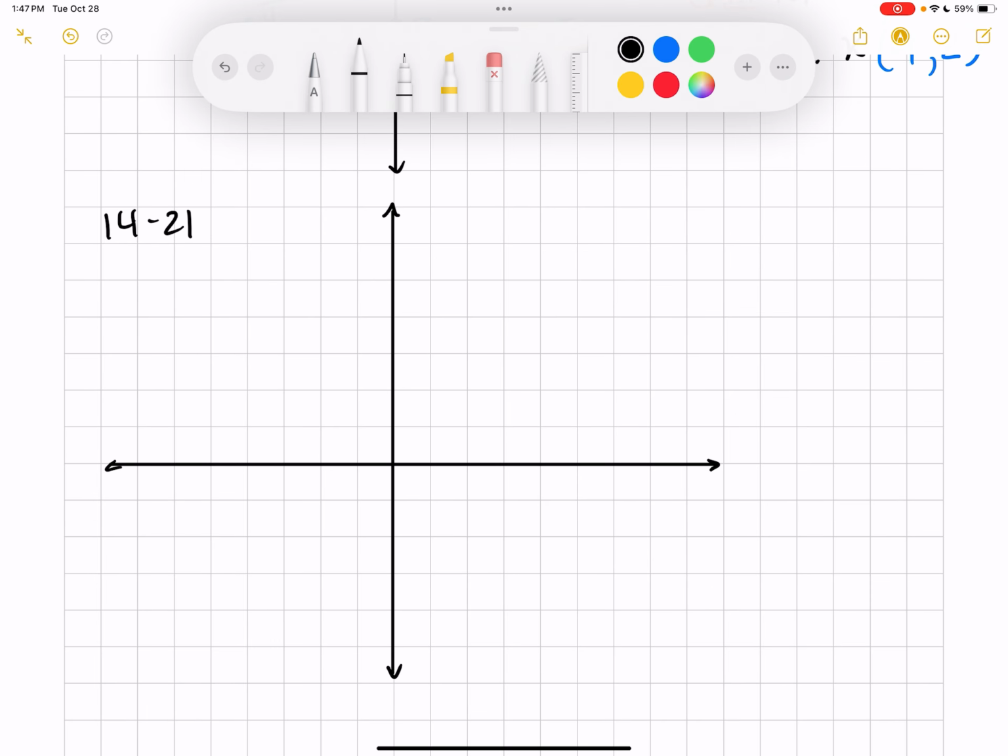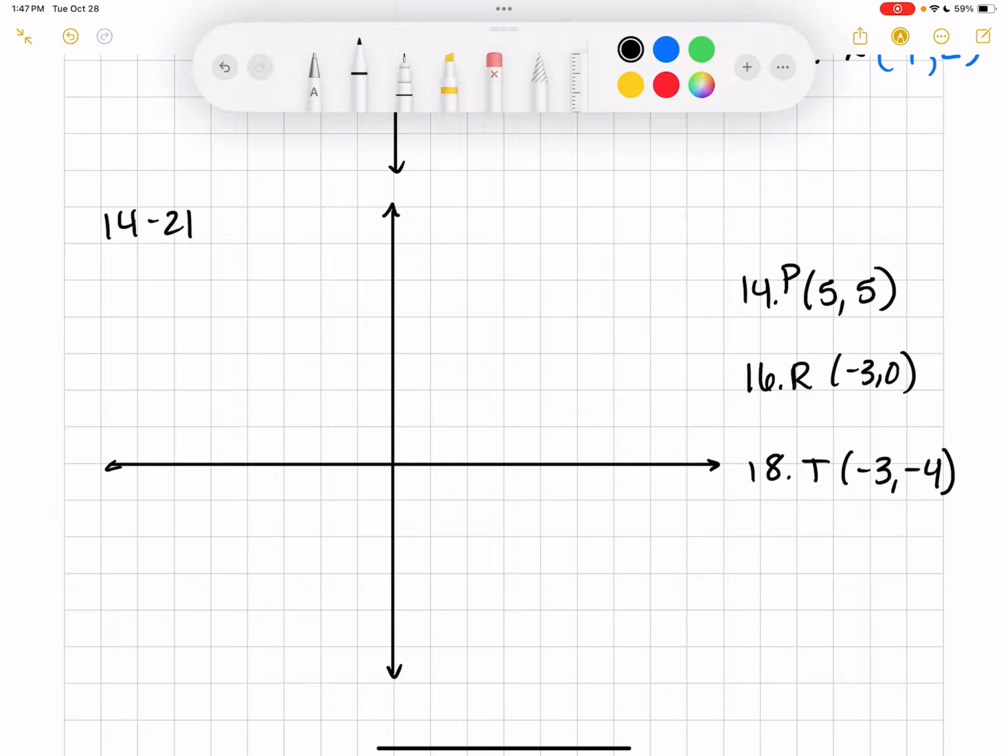All right, so number 14 is the point 5, 5, and they actually give it a letter. So if they give you a letter like these do, you need to put the letter on the graph, especially since you're doing them all on the one graph so that I can tell what's what. 16 is R, and it's -3, 0. 18 is T, and it's -3, -4. And 20 is V, 1.5, and 4.